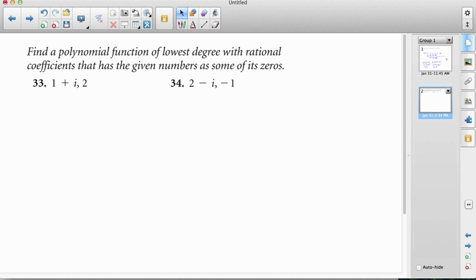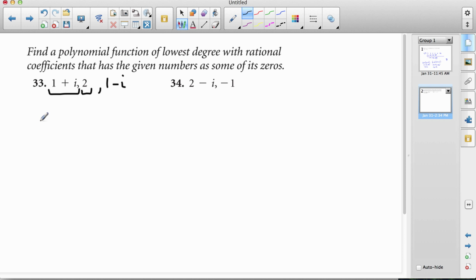All right, here's a question where you need to find the lowest degree polynomial with rational coefficients that has the given numbers as some of its zeros. So you have 1 plus i and 2. Now, complex zeros always, same as irrationals, come in pairs. So if I have 1 plus i, I'm going to have 1 minus i as well.